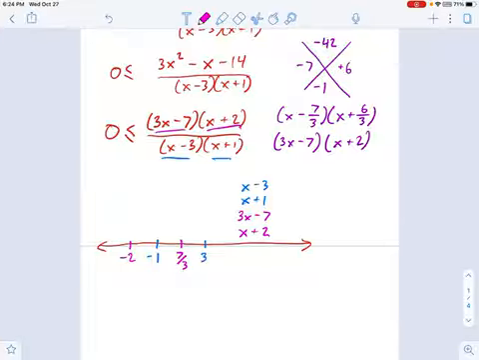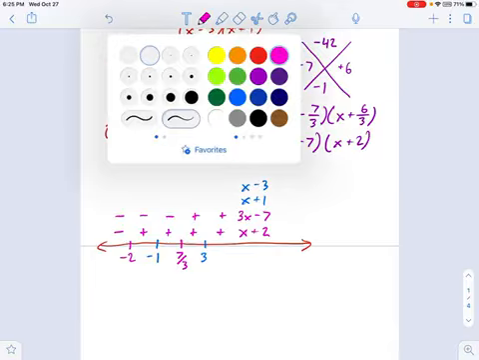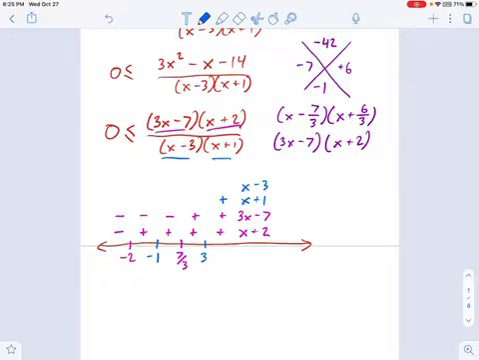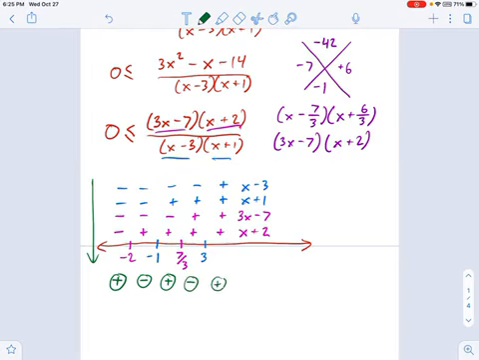Well, where are these things positive? x plus 2 is positive everywhere above negative 2. And 3x minus 7 is positive everywhere above its x-intercept at 7/3. Now we go over to the vertical asymptotes. x plus 1 is positive everywhere above negative 1. x minus 3 is positive everywhere above 3. And now we just need to multiply down over these signs. So 4 negatives make a positive. 3 negatives make a negative. 2 negatives make a positive. 1 negative makes a negative. 4 positives make a positive.